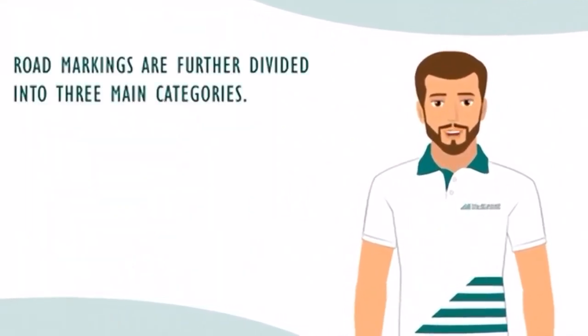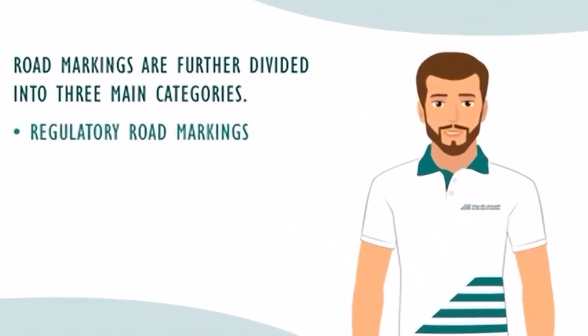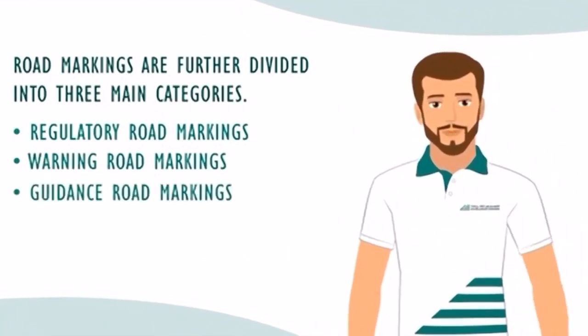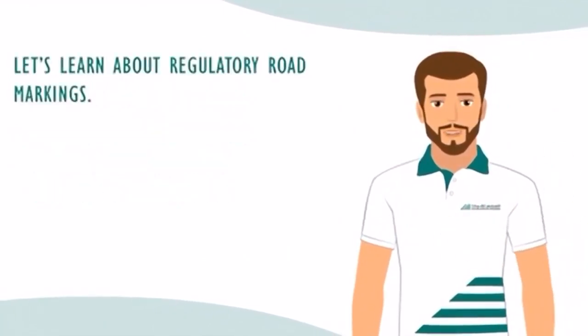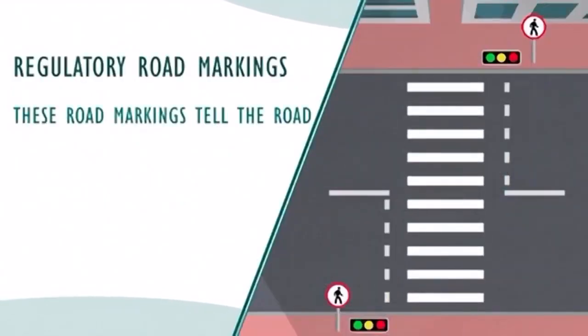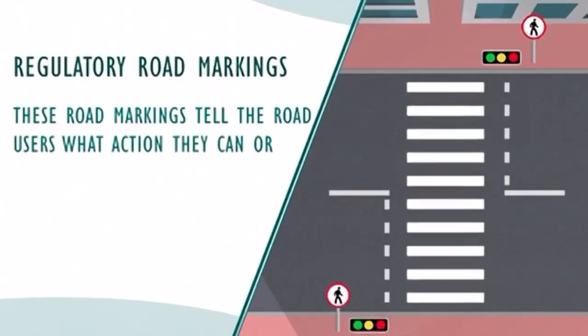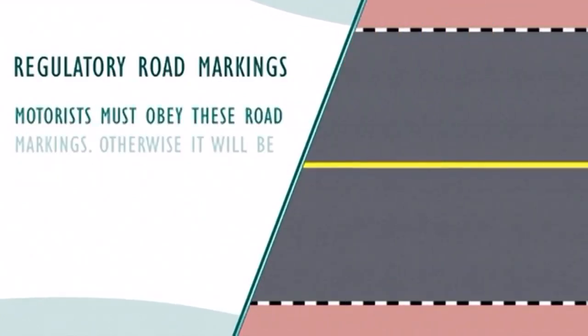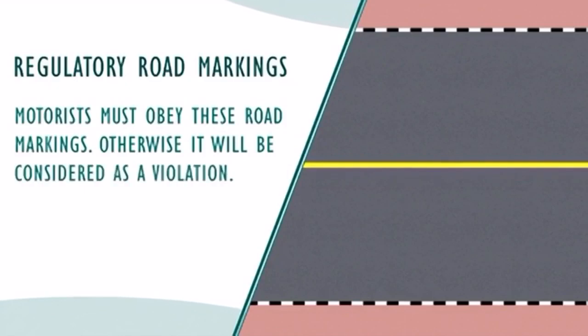Road markings are further divided into three main categories: regulatory road markings, warning road markings, guidance road markings. Let's learn about regulatory road markings. These road markings tell the road users what action they can or cannot do. Motorists must obey these road markings, otherwise it will be considered as a violation.